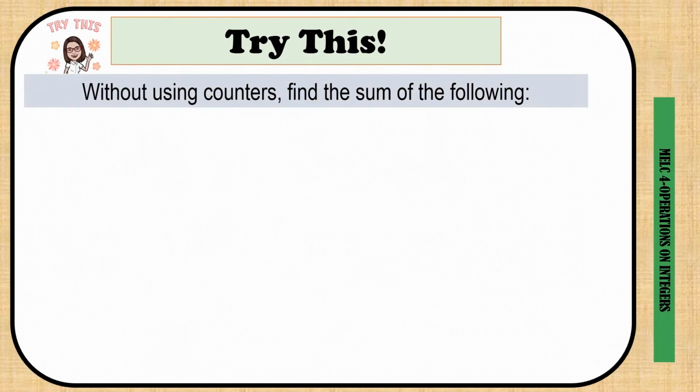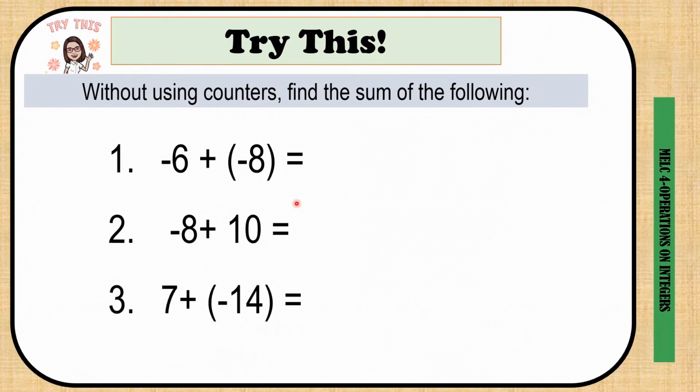I want you to try without the counters. Find the sum of the following. These are the given. -6 plus -8 for number 1. Number 2, -8 plus 10. And number 3, 7 plus -14. No need for you to use the counters or the chips. Just do it manually to get the answer. Okay, find the sum. Do it for 15 seconds. Start.